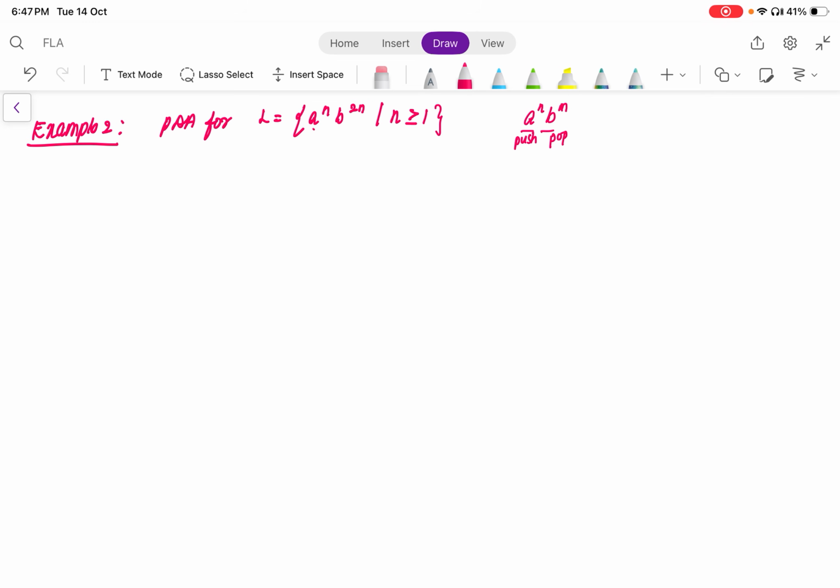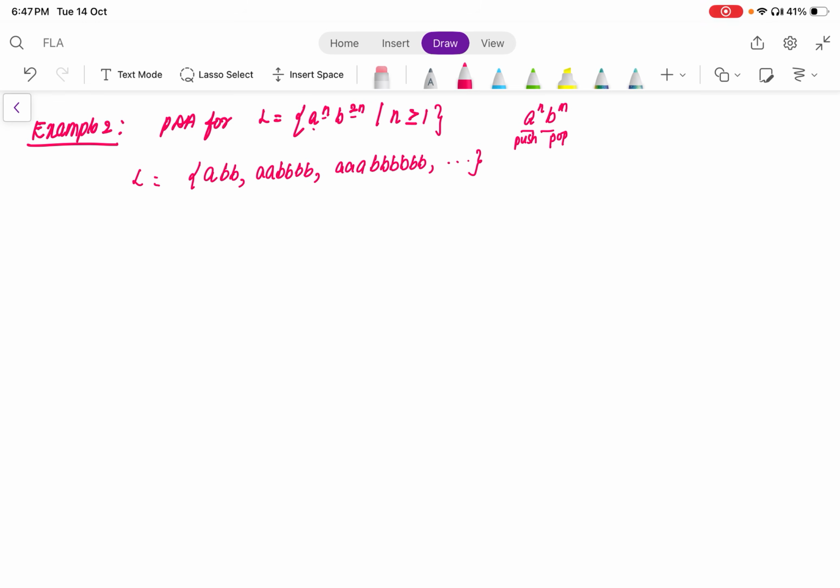But here you have a power n and b power 2n. So what would the language look like? If there is one a, there would be two b's. Two a's, then you will have four b's. If you have three a's, you will have six b's. Right? Double the amount of a's, you will have b's, and so on.